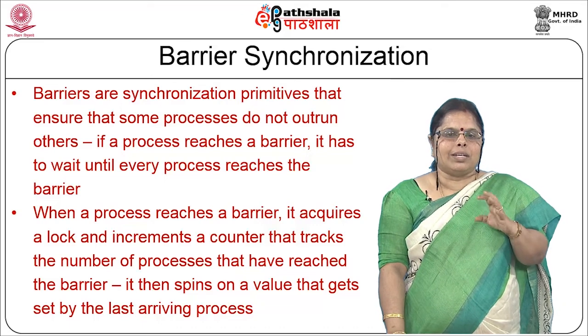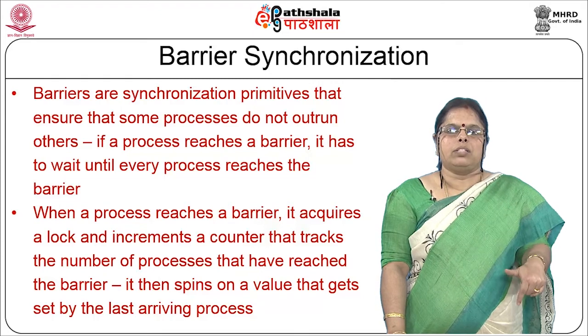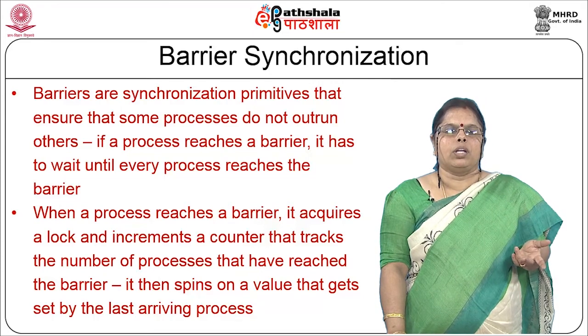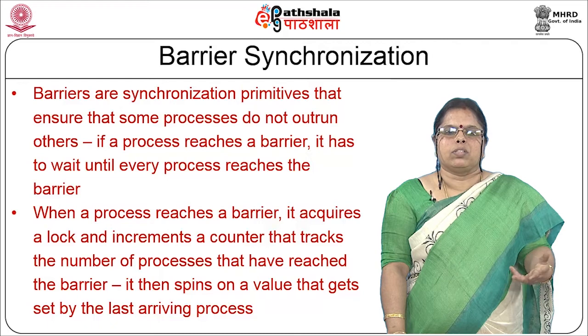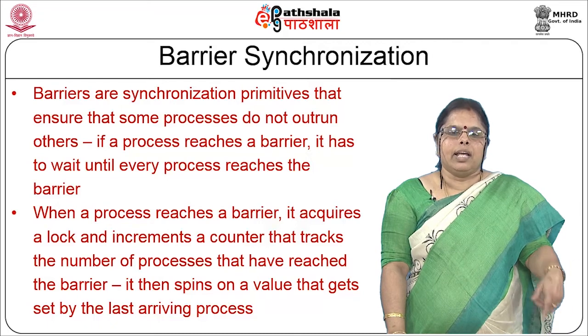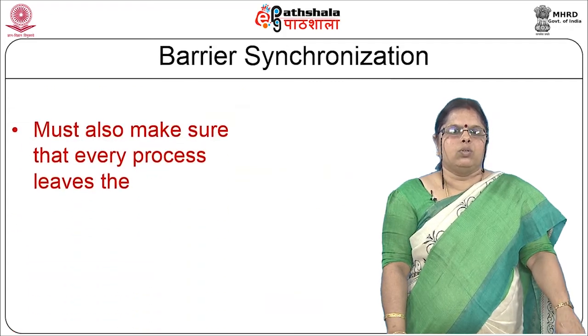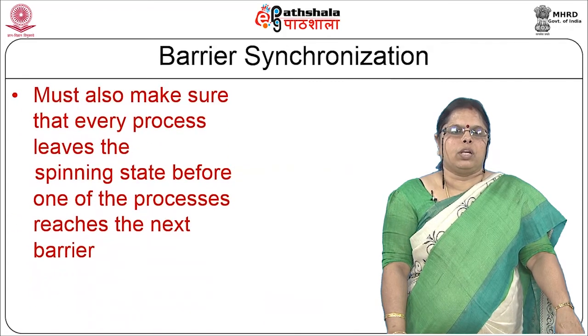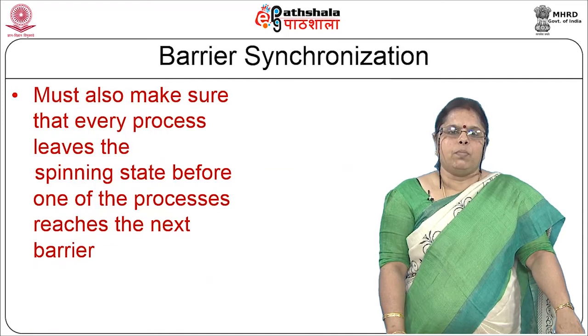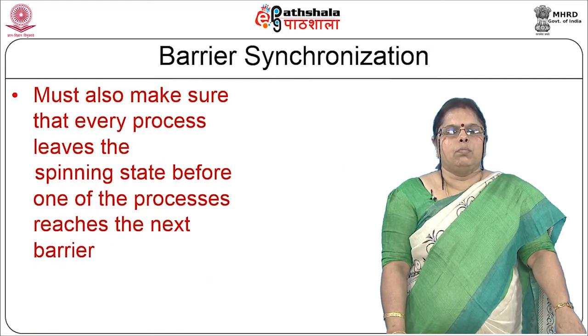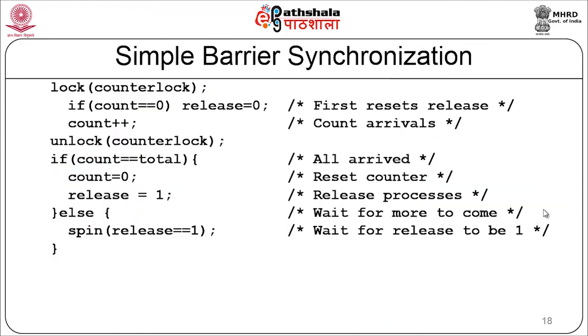So, when a process reaches a barrier, it acquires a lock and increments a counter which tracks the number of processes that have reached the barrier. It then spins on a value that gets set by the last arriving process. So, this is an example code that we will see. The barrier synchronization also makes sure that every process leaves the spinning state before one of the processes reaches the next barrier. So, this is an example that we see.